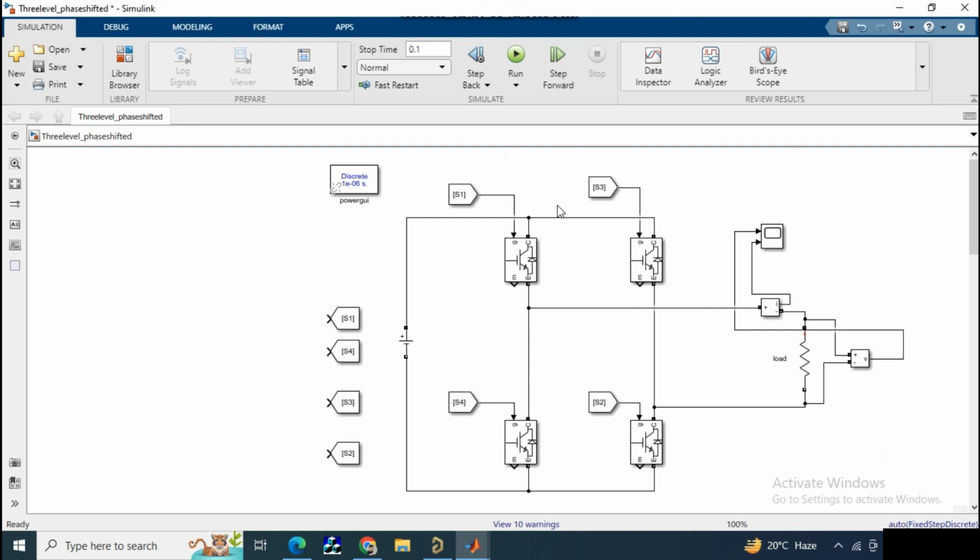Today I will show you how you can get 3-level output from a single phase H-bridge inverter circuit using the phase shifted PWM technique.